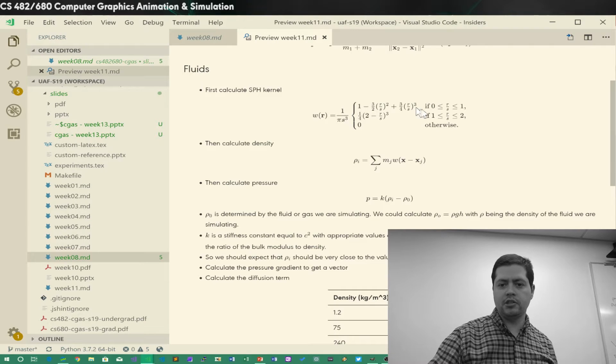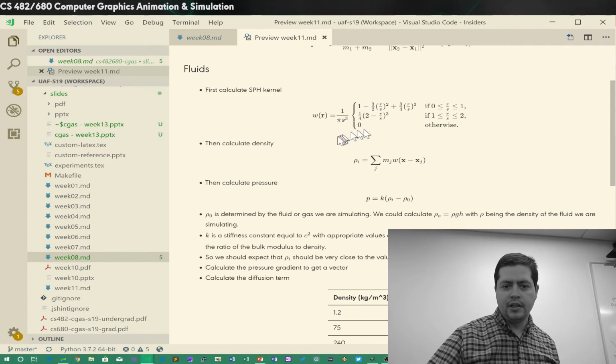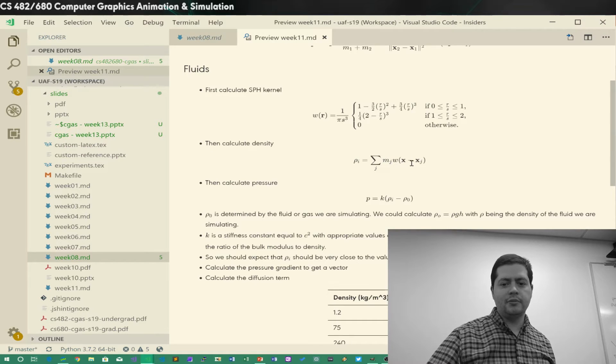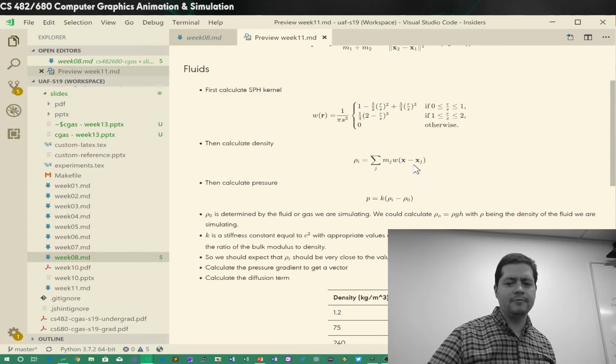So we were talking about the SPH kernel. We implemented the SPH kernel, which is pretty straightforward. You just implement that as a math function. Then we got to calculate density, which is pretty simple: the mass of particle j times the SPH kernel times x minus xj, where I want to say that's particle xi. I could be a little bit wrong on that one.